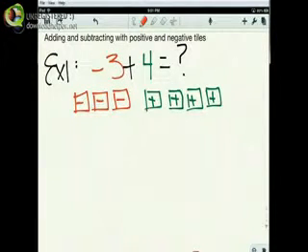Hello again, guys. Today we're going to be looking at how to add and subtract using the positive and negative tiles. So I'm showing you right now how we would add -3 plus +4.